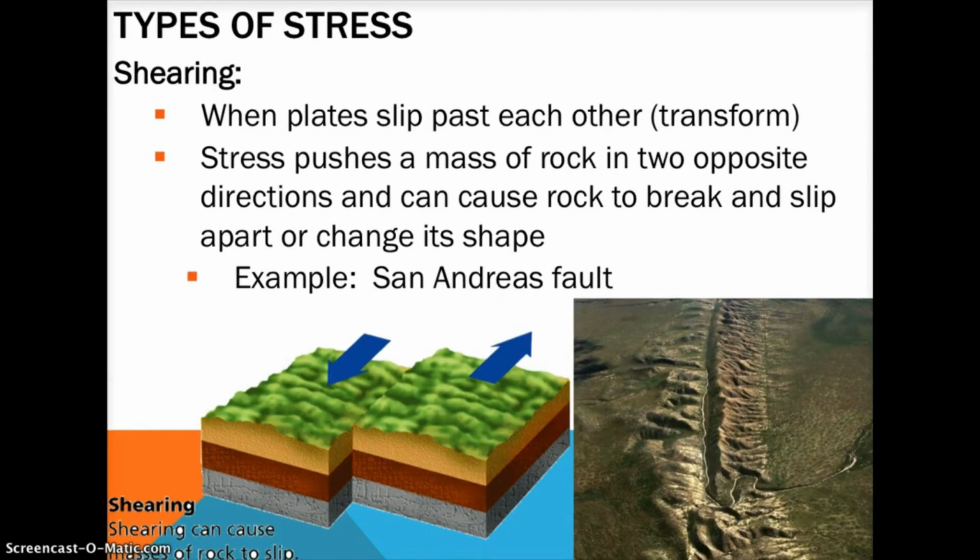Shearing. Shearing occurs at transform boundaries, where plates slip past each other. Stress pushes the crust in opposite directions, causing rock to break apart or slip apart. The image on the left demonstrates shearing. Notice the arrows are sliding past each other, just like transform boundaries. The image on the right shows the San Andreas Fault, which was created by shearing.